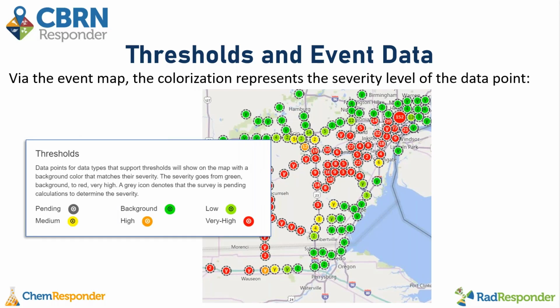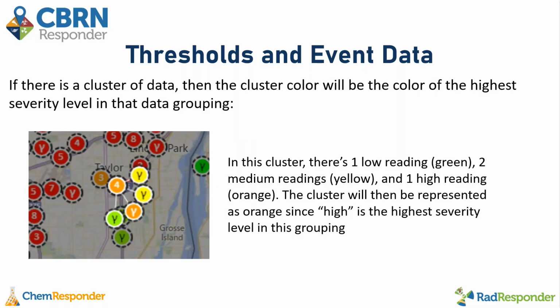Via the event map, I can geospatially see all my data, and if they have a corresponding threshold set, each data point will be colorized, and the colorization represents the severity level of those data points. If there's a cluster of data, meaning that there are several data points close together, depending on your zoom level, then the cluster color will be the color of the highest severity level in that data grouping.